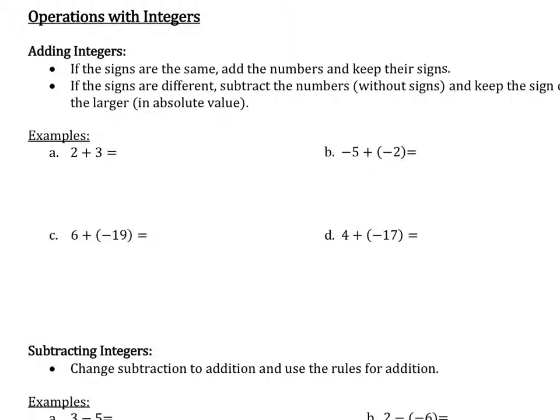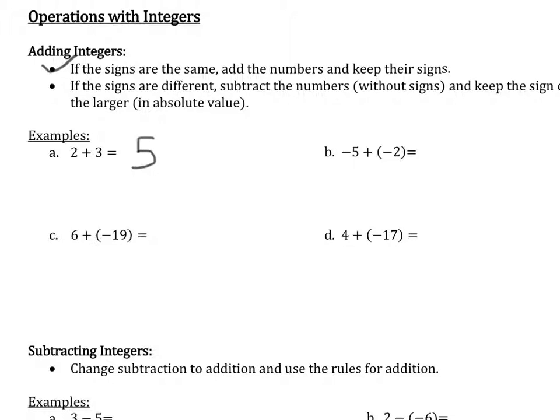As normal, when we see 2 plus 3, 2 is a positive number and 3 is a positive number. So what we normally do is we add 2 and 3 and we get 5. And so this fits perfectly with this definition up here, that if the signs are the same, then we add the numbers and keep their signs. All right, let's look at another example, part B.